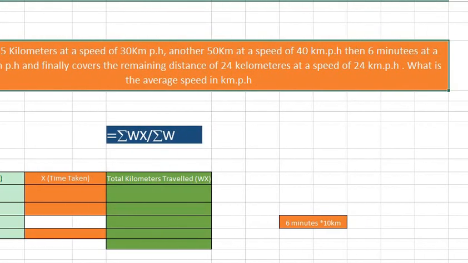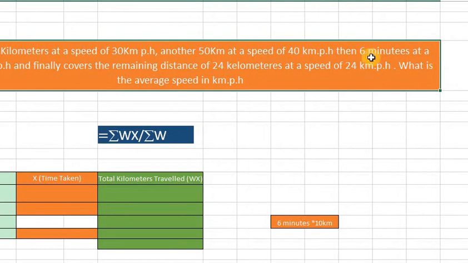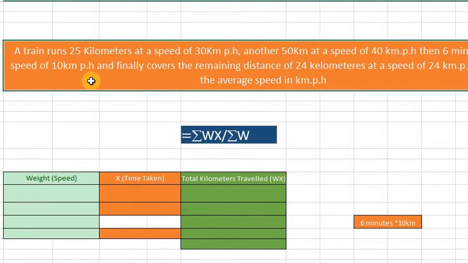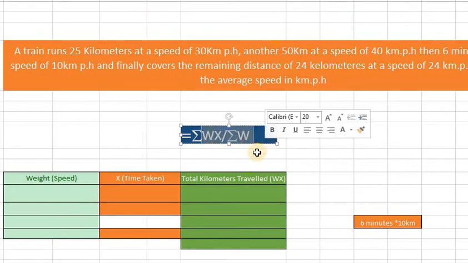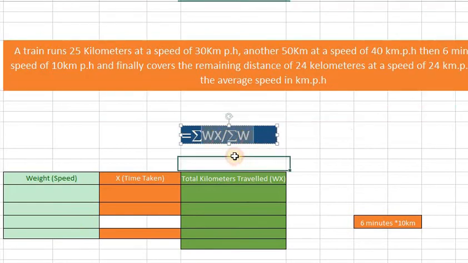So here you can see the third situation: 6 minutes at a speed of 10 kilometers per hour. So if they travel for 6 minutes at 10 kilometers per hour, we can find the total kilometers. Once we decide on weighted average for this particular problem, we know that our formula is summation wx divided by summation w. So here we need to recognize the w as well as x.